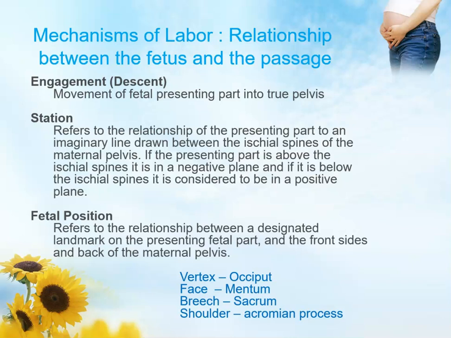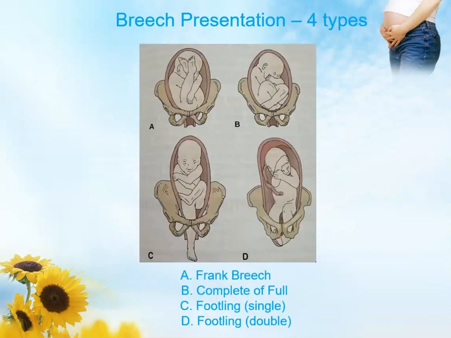Acromion process. When we talk about breech presentation, there are different breech presentations. If you look at the first letter A, that's a baby kind of jackknifing out. That's a frank breech. The difference between the frank and the complete or full breech is that in the frank breech the baby's legs are extended in that jackknife position, and with complete the baby's legs are folded. The footling, there are 2 different types.